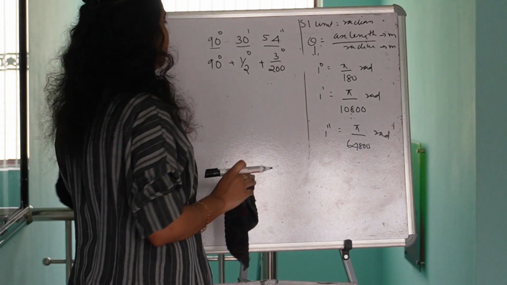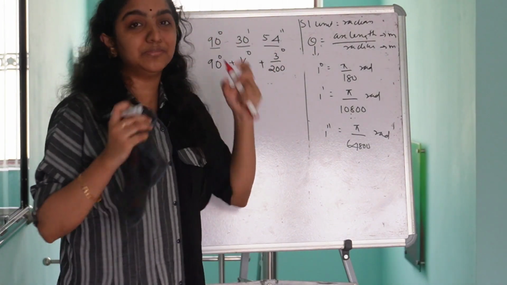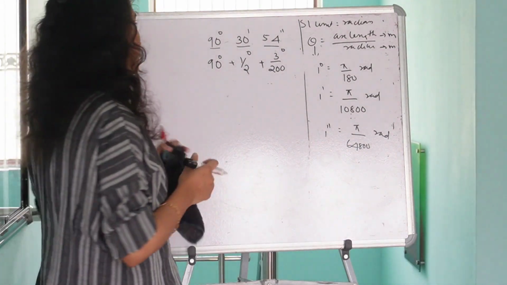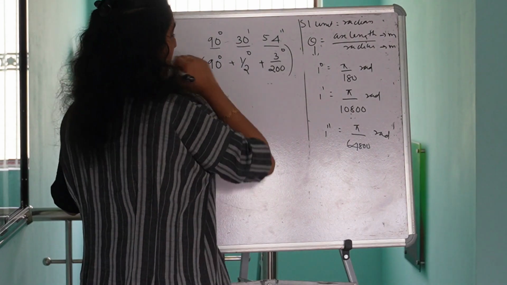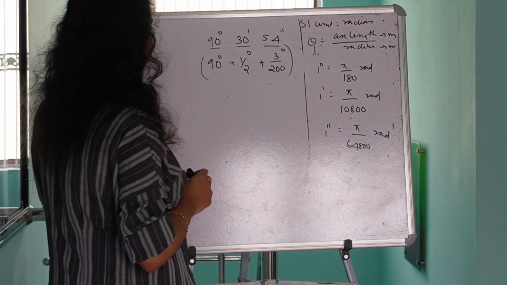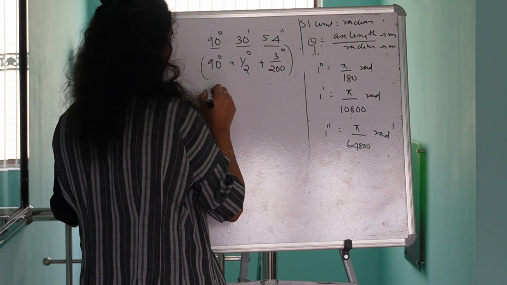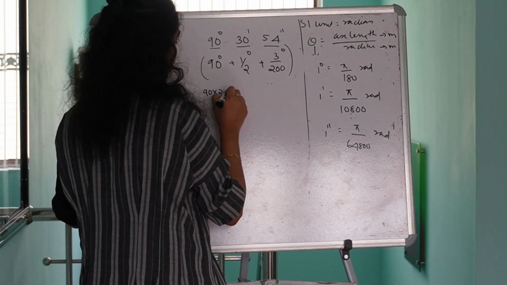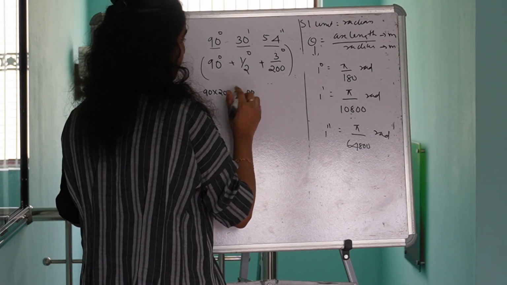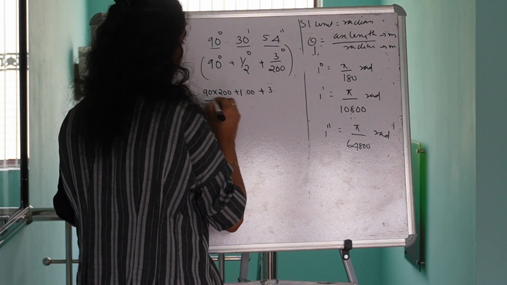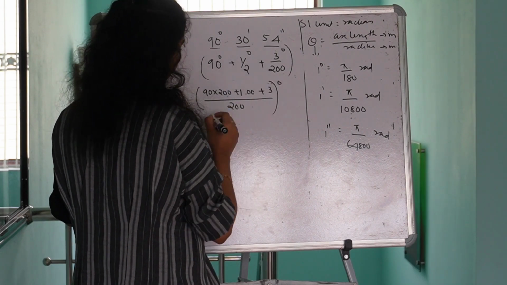Here we are not multiplying these values, but we are simply adding these values. Yes. So when we add, I am going to multiply by 200 throughout: 90 times 200, plus 100, plus 100, plus 3, divided by 200. So the value is in degrees.